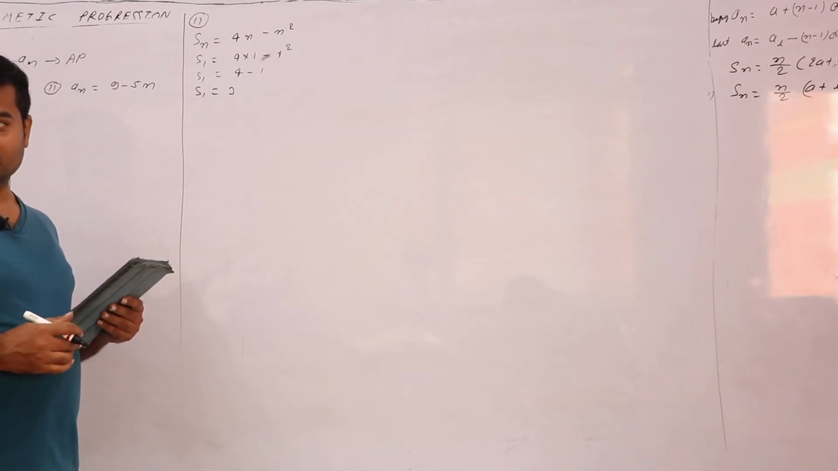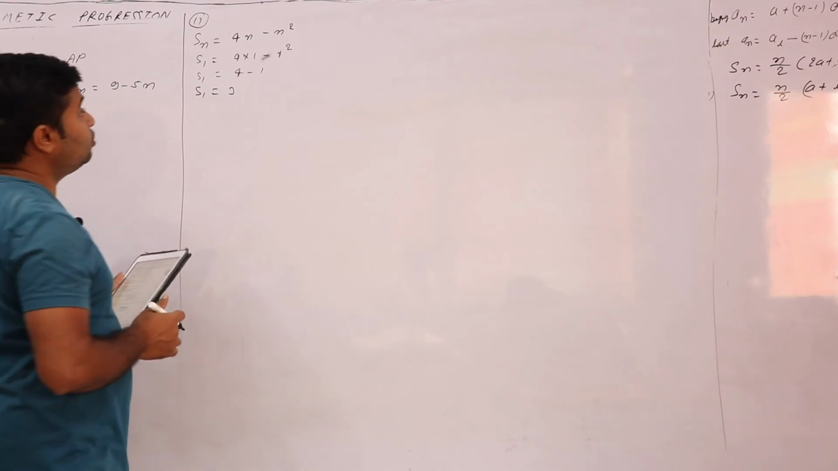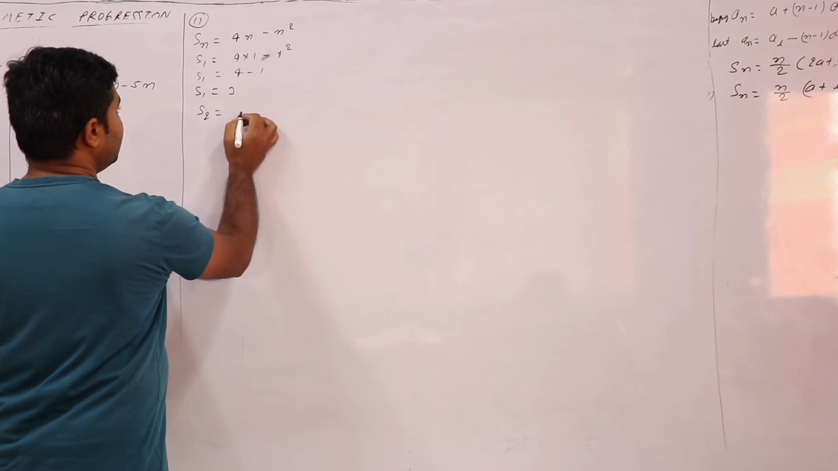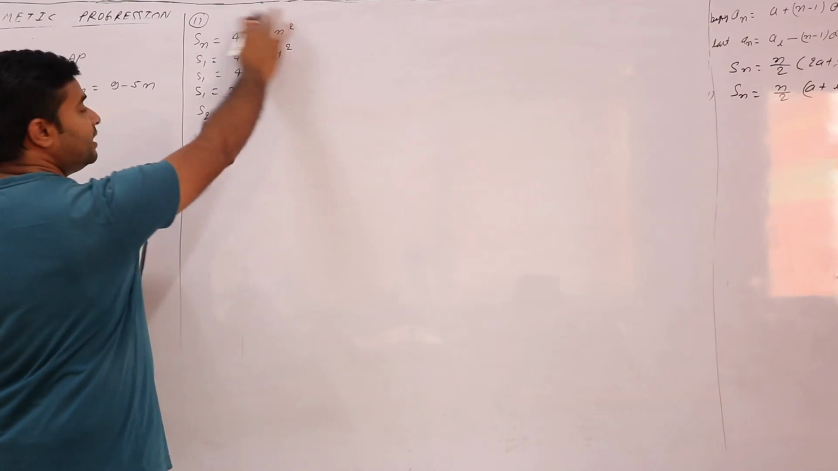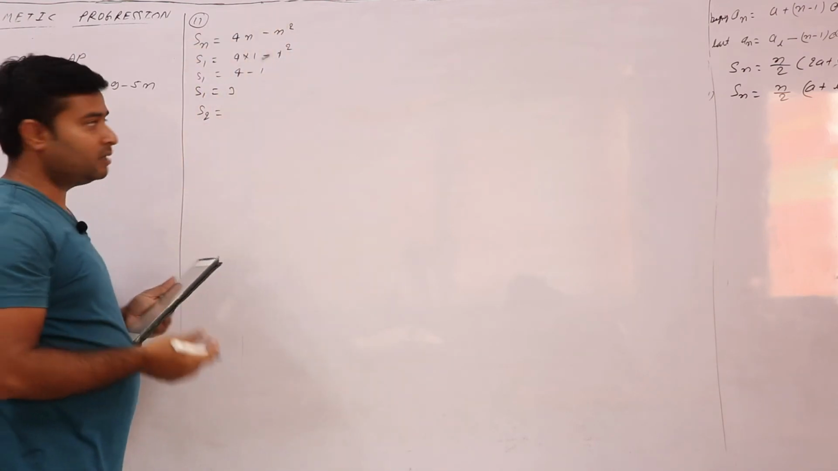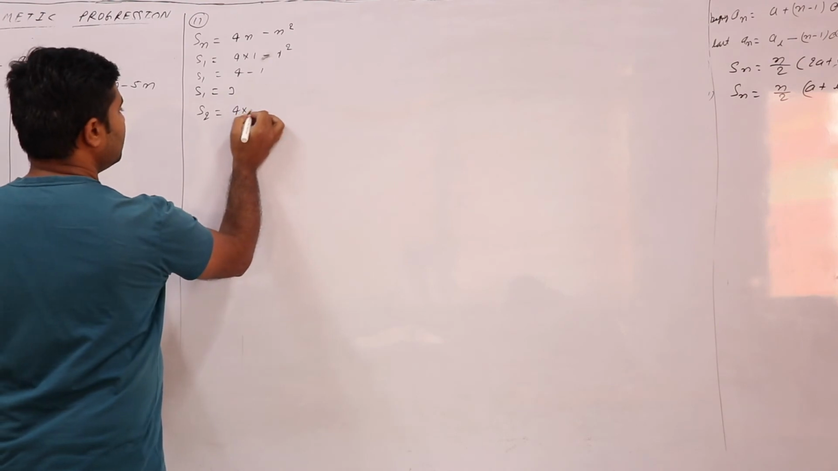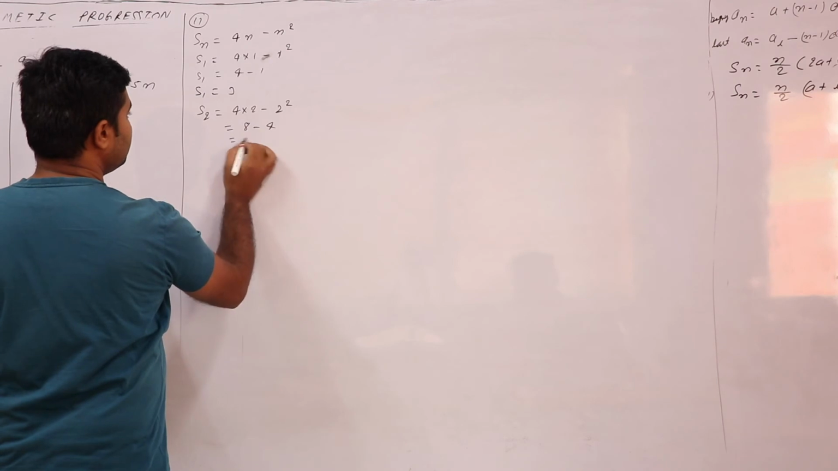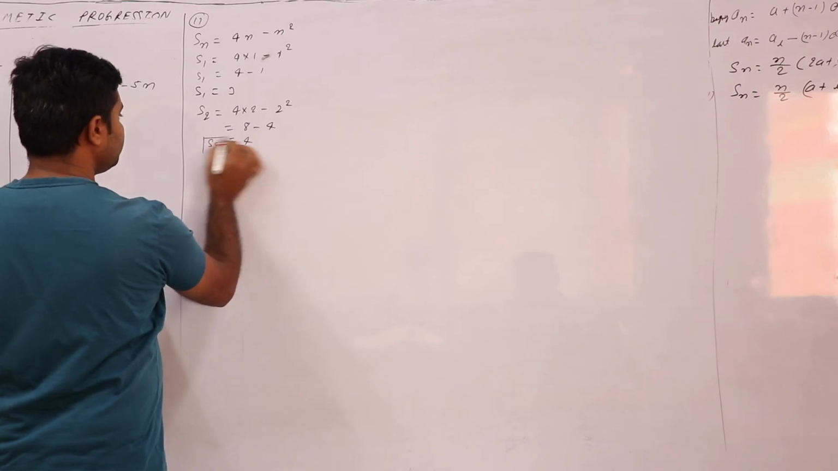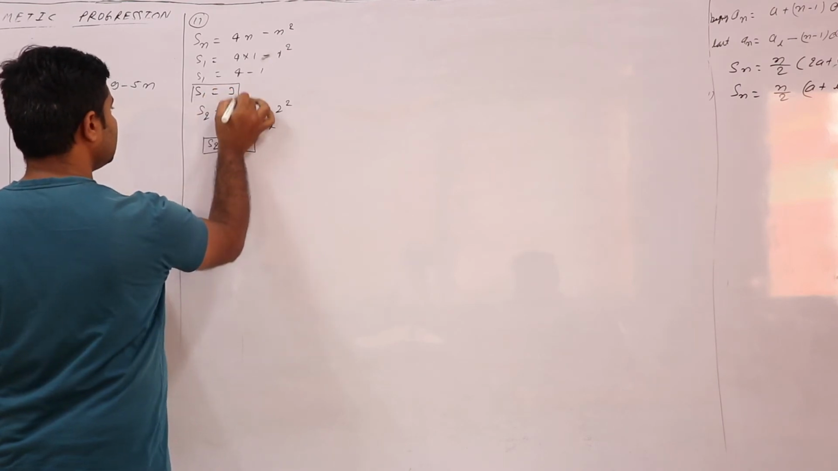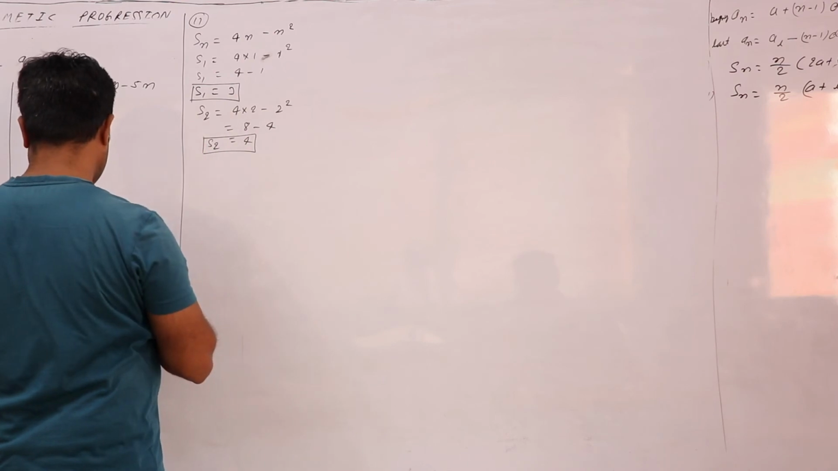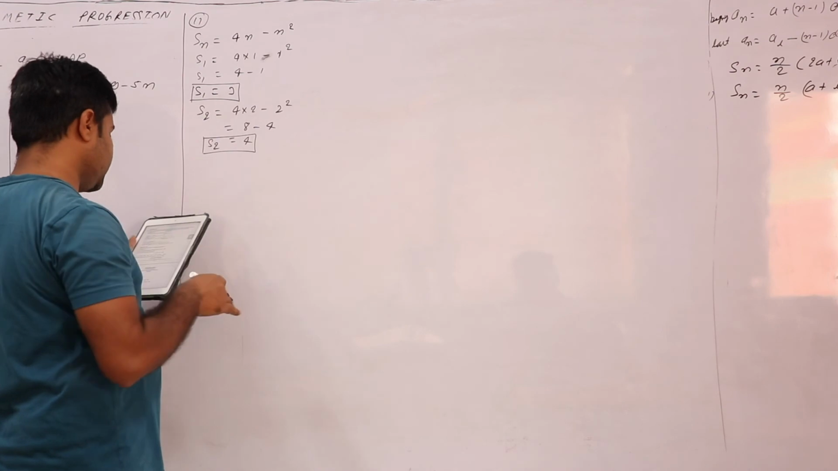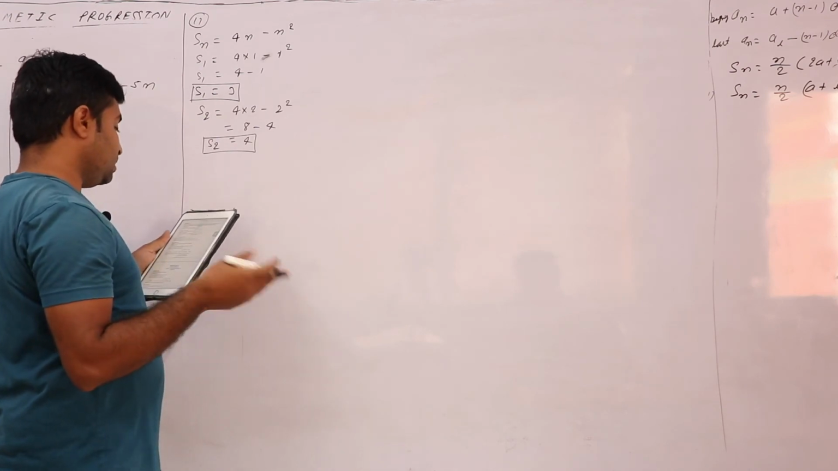So first find S2, because this is the given formula for the sum of n terms. Just put the value of n. So 4 into 2 minus 2 square. So 8 minus 4 is equal to 4. S2 is equal to 4. Did you get it? Next question asks what is the second term.